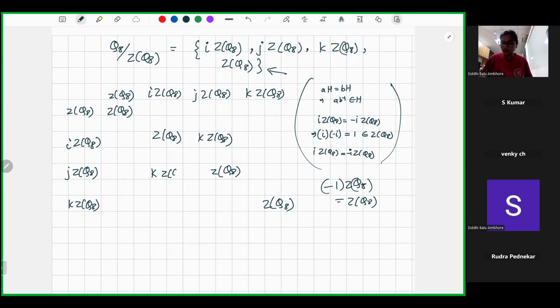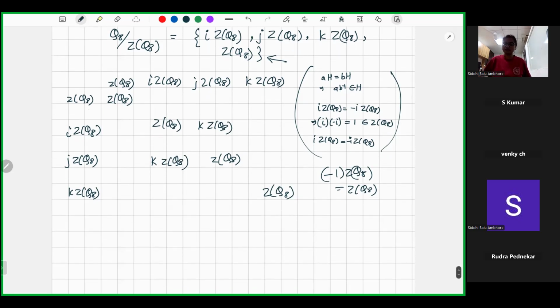So can you tell me what kind of group this is of size 4? Now again, I into K was minus J, but it is J ZQ8. J into K was I, so I ZQ8. Do you remember any group of this kind? J ZQ8 and I ZQ8. This is the K4 group, if you remember. Let me just copy this.